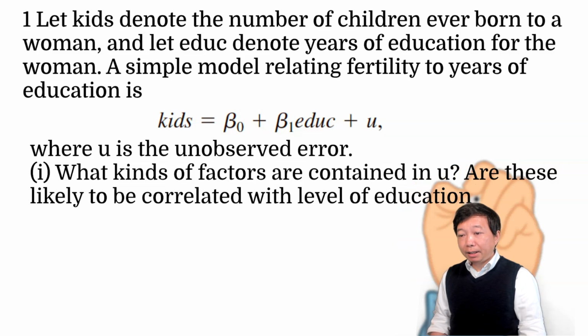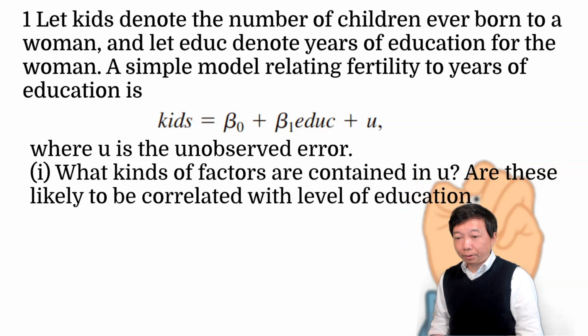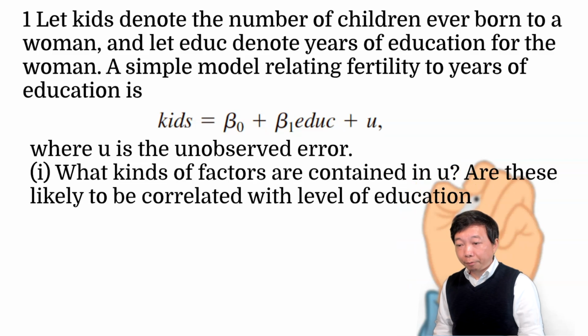We know many unobserved factors are contained in the error term mu. They include the woman's demographic characteristics such as age, race, health, and employment status. These factors affect the woman's decision to have children. Her family background also influences fertility. The unobserved factors are likely to be correlated with her education level.